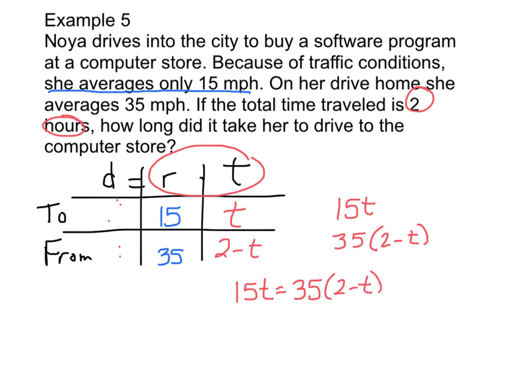Distribute and solve. So we get 15T equals 35 times 2 is 70. 35 times negative T is negative 35T. I now add 35T to both sides. That gives me, oops, not 5T. That would be really bad adding. That would be 50T equals 70. We divide by 50. 70 divided by 50, or 7/5, gives us 1 2/5.